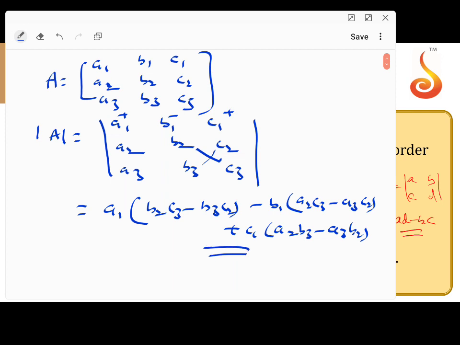Here one thing is there: you can expand along the first row, second row or third row, and you will get the same answer. If you expand along the first column also, you will get the same answer. If you expand along the first row, you follow this rule. Second row: minus plus minus. Third row: plus minus plus. You can follow that order. It is better to always take the first row elements only. It is convenient for everyone.